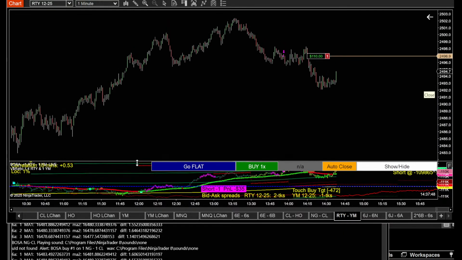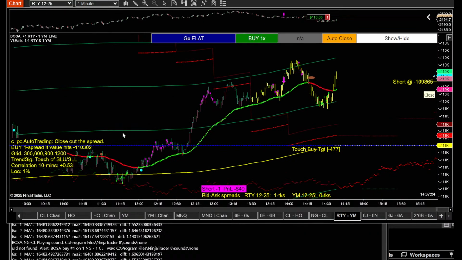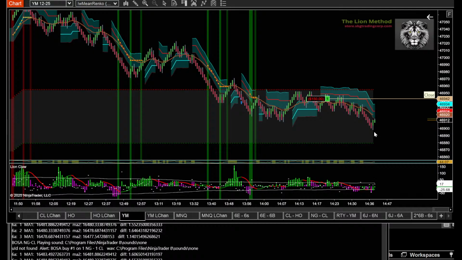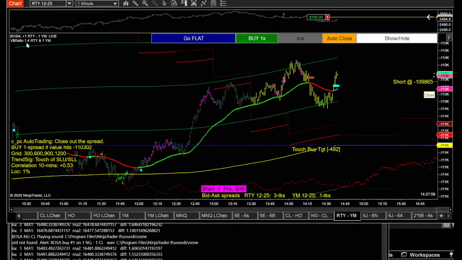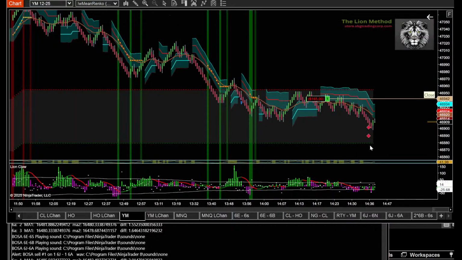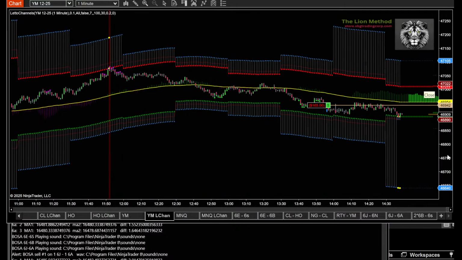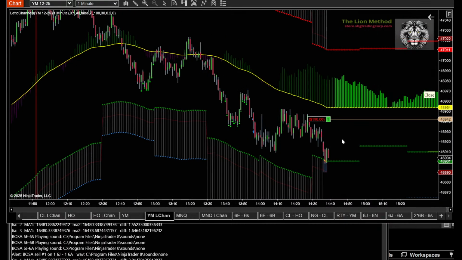RTY is pushing up, so my short RTY position is getting hit, and my YM is hopefully going to recover. Now, this is a YM dominant spread. You can see the dollar ratio is 1.4 Russells to 1 YM. So that means Russell's a little weak. You need a little bit more Russell power in order to equal 1 YM. So the YM is going to drive this market. Hopefully we'll be able to see that here if the YM takes up. We did hit oversold on the YM in Leto Channels. So that gives me some encouragement to go long.